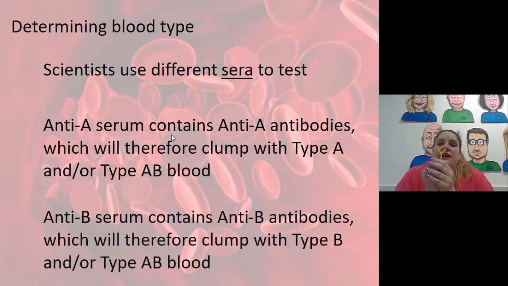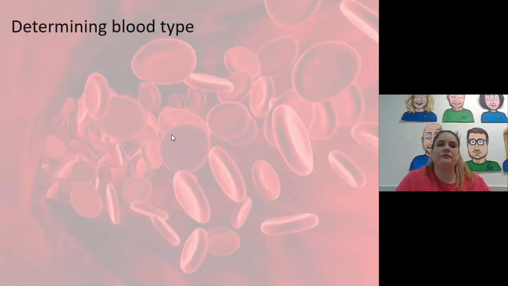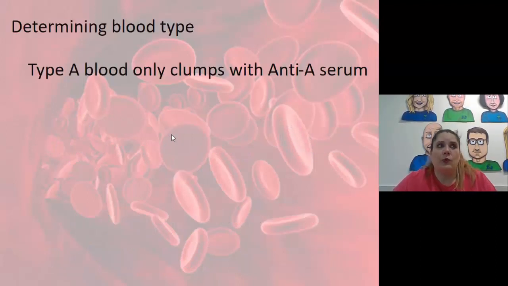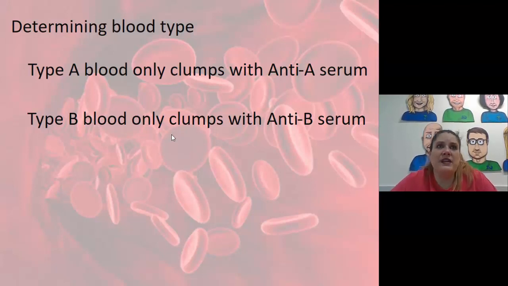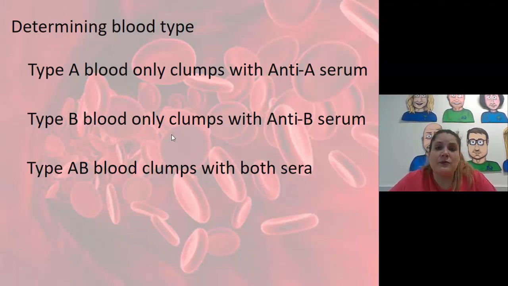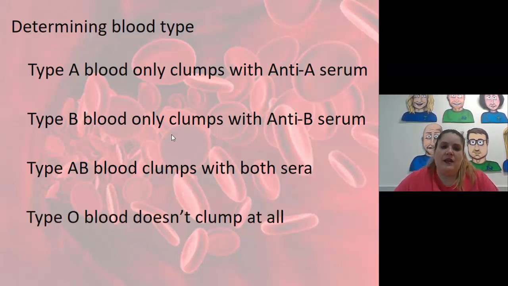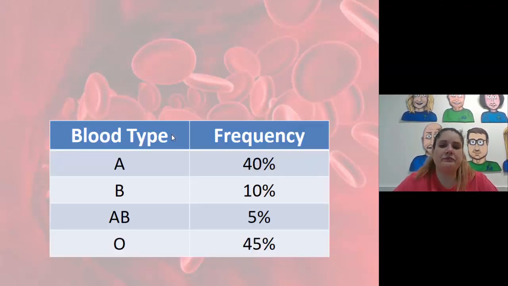Anti-B serum is going to have only anti-B antibodies. That means it's only going to clump if we put it into blood that has B antigens. So that's either going to be our type B blood cells or our type AB blood cells, okay? Type A blood will only clump with anti-A serum. Type B blood will only clump with anti-B serum. Type AB blood is going to clump with both of them. Type O blood is not going to clump up at all. You can put whatever serum in there you want, anti-A or anti-B, you're not going to get any kind of clumping, okay?